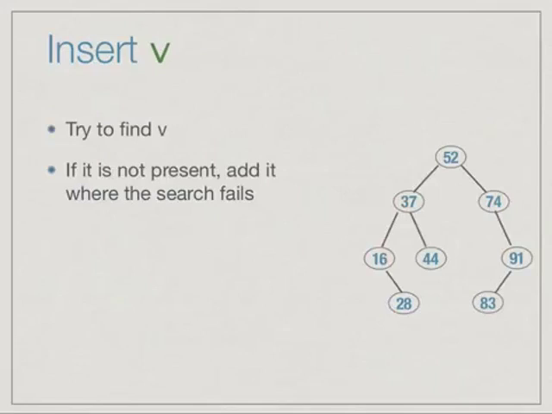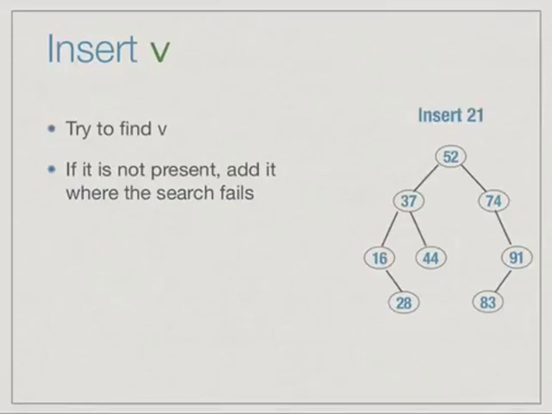So one of the things we said is that we need to be able to dynamically add and remove elements from the tree. So the first function that we look for is insert. So how do we insert an element in the tree? Well, it's quite easy. We look for it. If we don't find it, then the place where our search concludes is exactly where it should have been. So we insert it at that point.